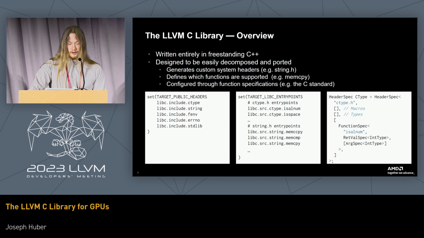To that end, it allows you to make custom system headers that we can use to actually put things on the GPU. You can define which functions you actually want to support, which is really good for incremental bring-up of certain functions. And you can also even decide what the standard function specification you're targeting is. And that's actually useful for extensions if you want to do GPU-specific stuff. It's not really libc stuff.